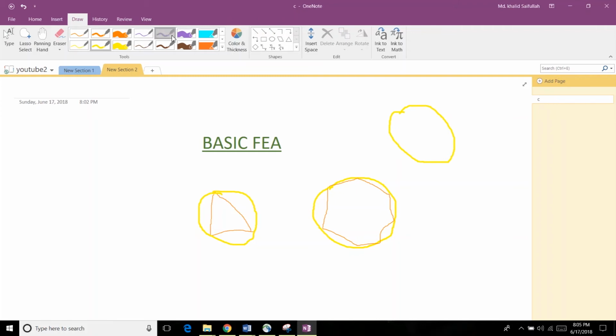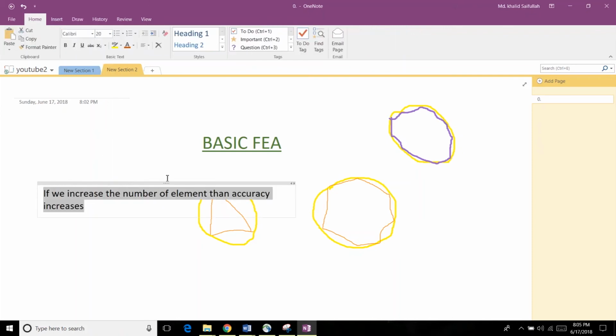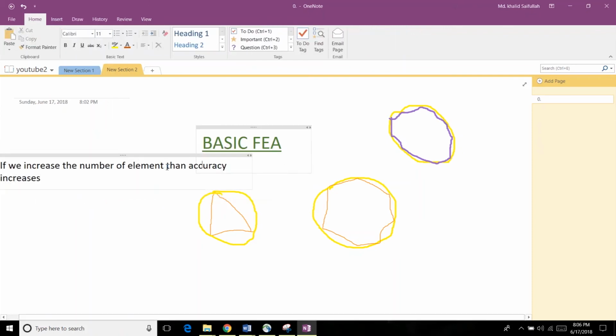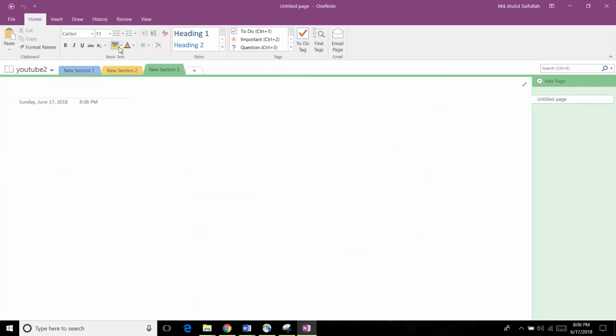Now I've given around 11 elements, so you'll see it's very close to the circle. The thing is that if you increase the number of elements, the accuracy of your modeling will increase. It will look more realistic. So the question comes: why don't we use a huge number of elements?